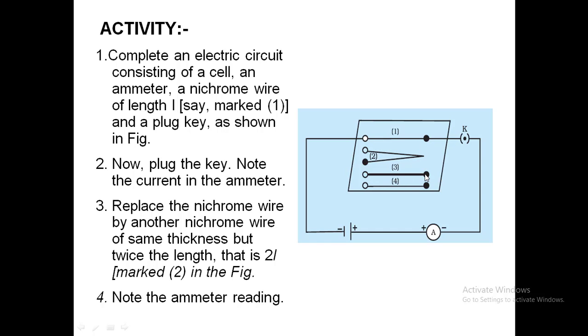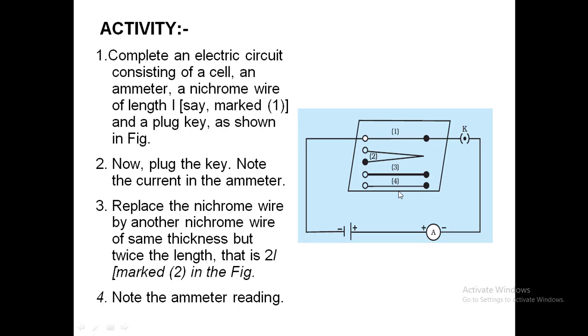If you see wire 3, the only difference between wire 1 and wire 3 is the area of cross section. The area of cross section of wire 3 is twice the area of cross section of wire 1, and it is also made up of nichrome. Now wire 4 is made up of a different material with respect to the first one but has the same dimensions as the nichrome wire. For instance, I want to take the fourth wire as copper. So total how many wires are there?